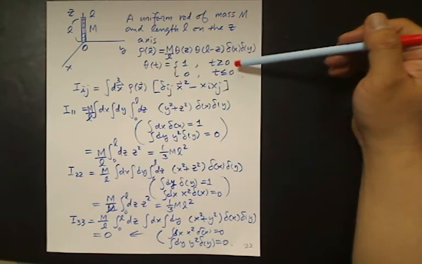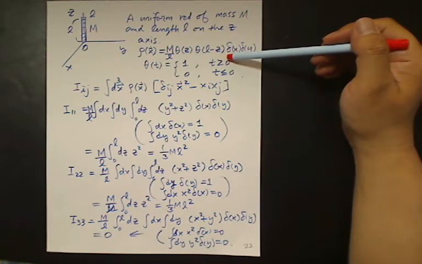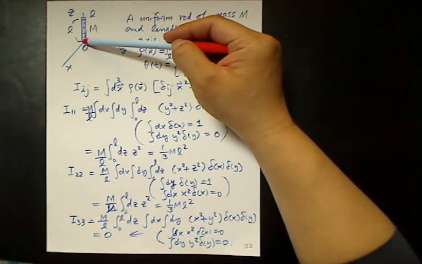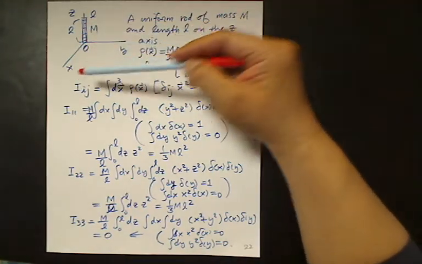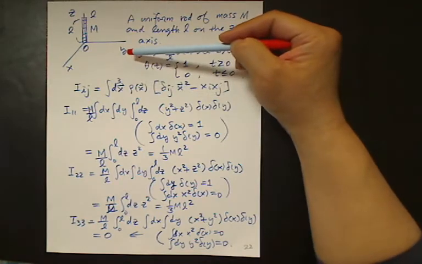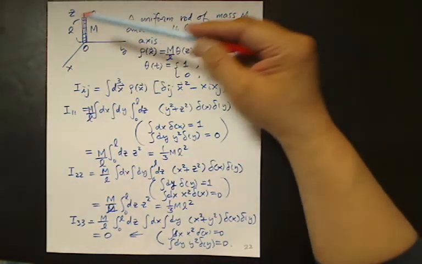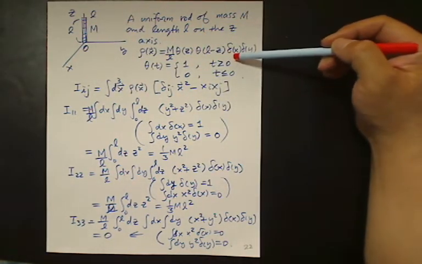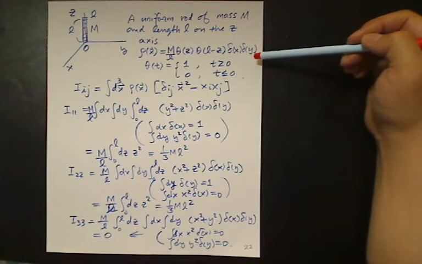Another factor, we have two delta functions. That means x should be 0. This rod is on this z-axis. The coordinate of x and y for the z-axis is x equals 0 and y equals 0. Except that points, all the mass distribution must vanish. Therefore, we have introduced the Dirac delta function, delta x, and Dirac delta function, delta y.